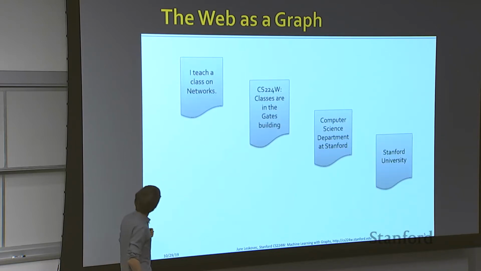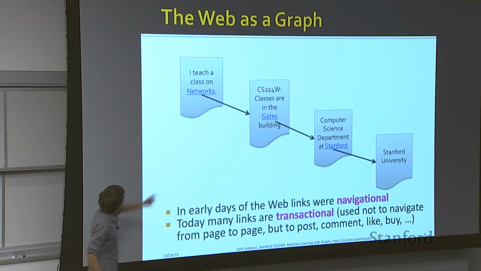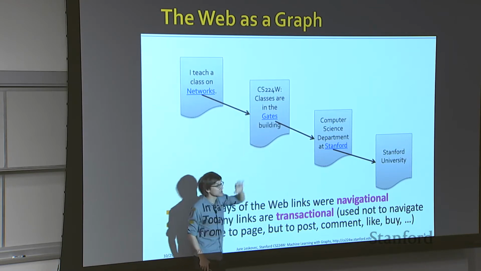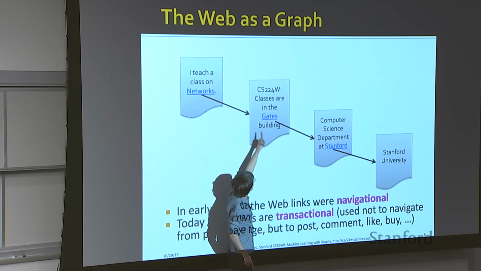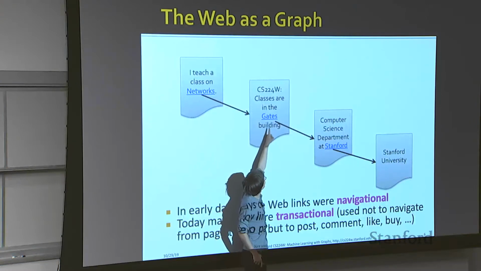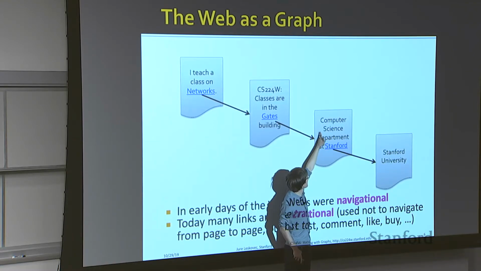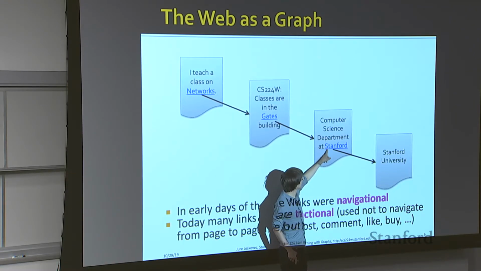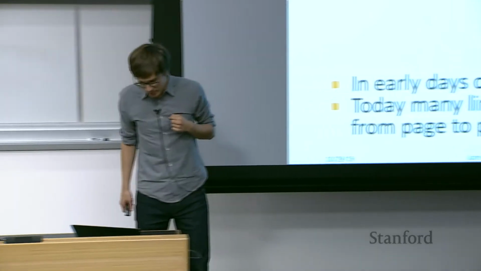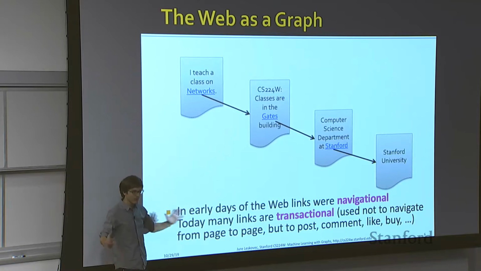So the way you could think of this is maybe there are some web pages here, right? And the way we will connect them is that maybe I teach a class on networks, that's on my website, and I link to this web page that talks about the class. And this page says the classes are in the Gates building, they are here in NVIDIA. But there is a link here that points to the Stanford Computer Science Department, where the computer science department says we are the computer science department at Stanford University, and then if you click on Stanford, you end up on the Stanford University main web page. That's what we mean by creating a graph, right? So all these links, in some sense, are navigational. This is what we will think of as the structure of the web.